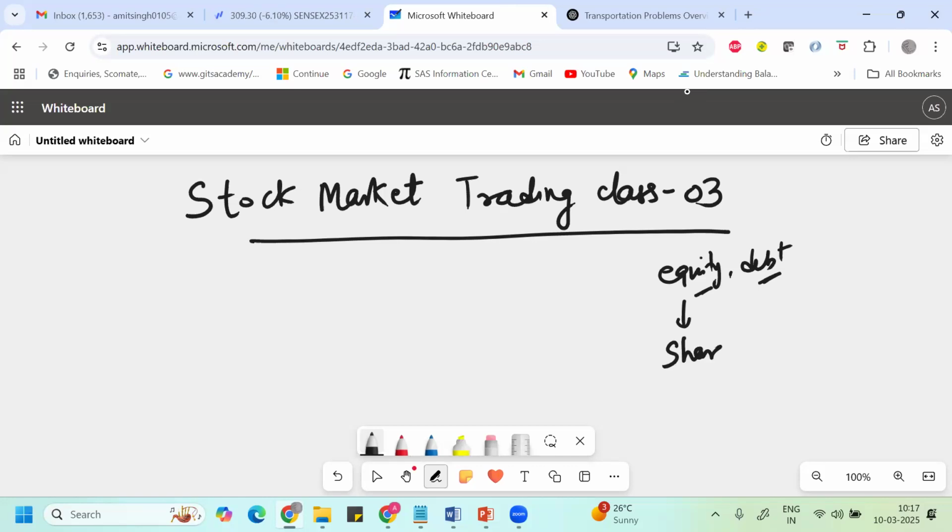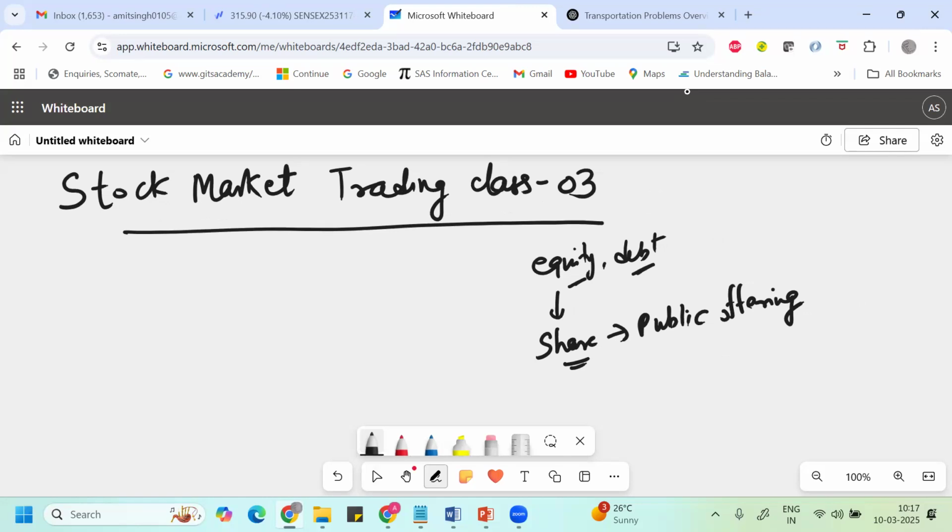What is a share? A share basically represents per unit ownership of the company, which the company dilutes at the time of its public offering. So at the time of public offering, the per unit ownership of the company which they dilute is called a share. When we talk about shares, a share can be either an ordinary share or a preference share.